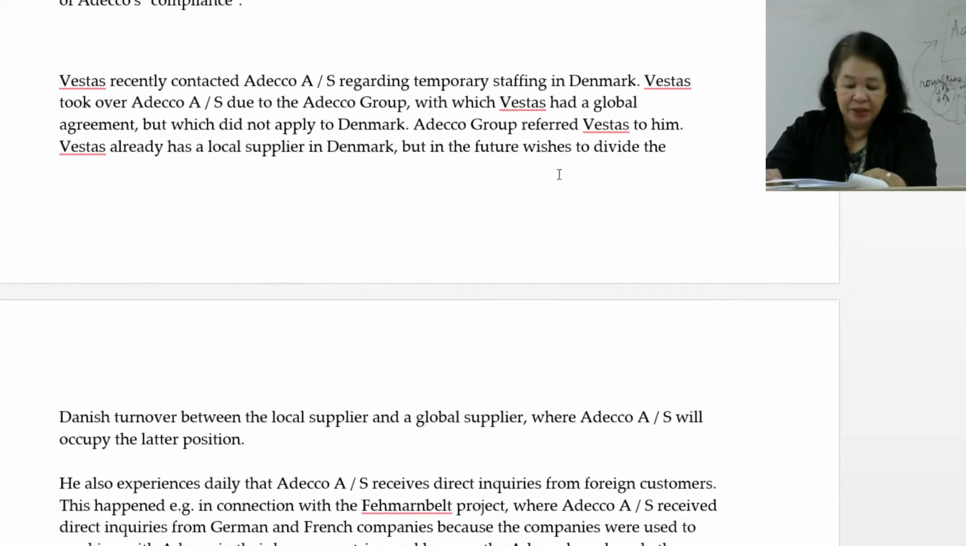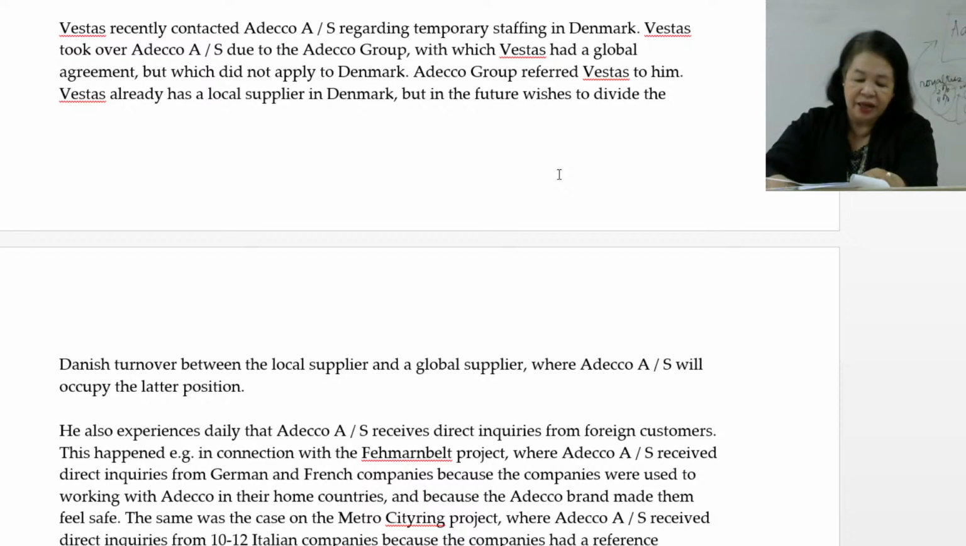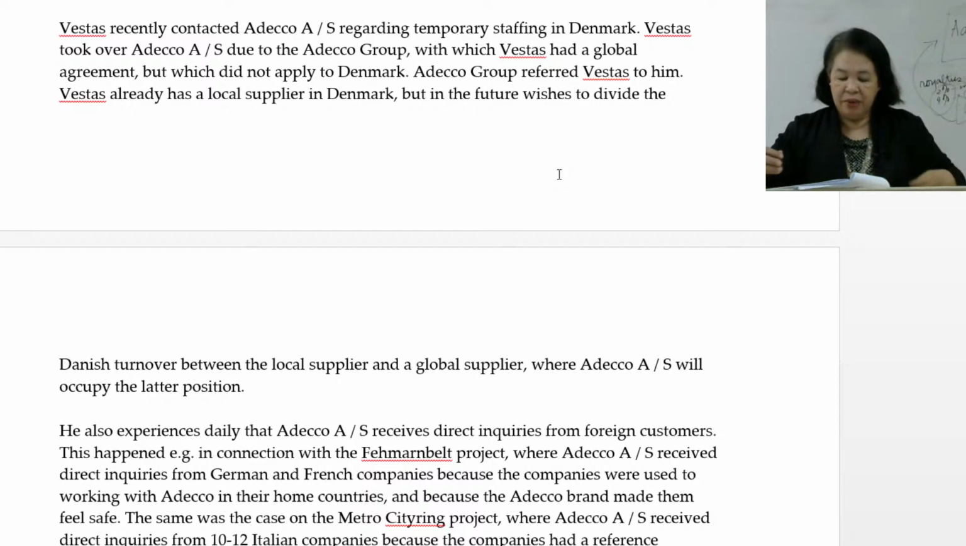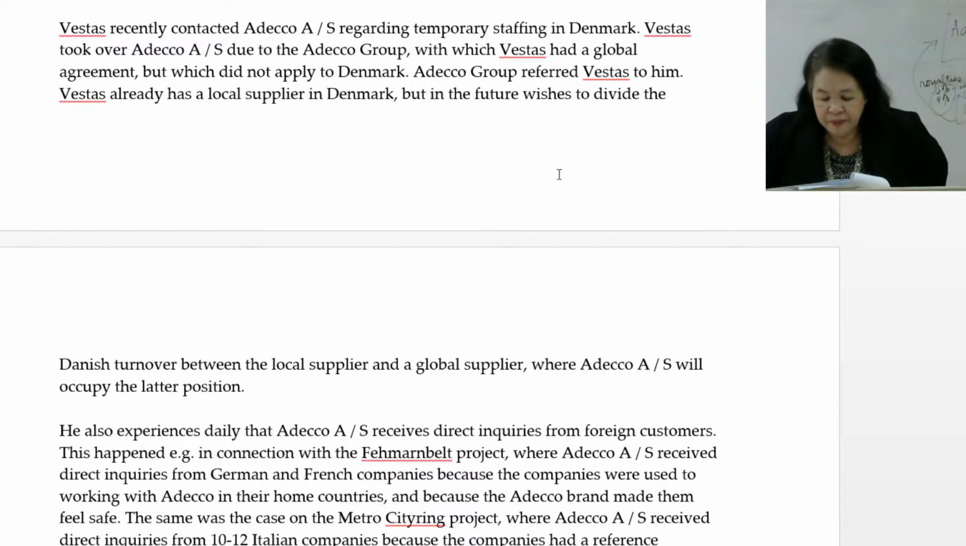Vistas, another company na naman to, recently contacted Adecco AS regarding temporary staffing in Denmark. Vistas took over Adecco AS due to the Adecco Group, no? So ito yung mga nakuha lang sila ng Adecco Denmark because they belong to the Adecco Group, with which Vistas had a global agreement, but which did not apply to Denmark, no? So Adecco Group referred Vistas to him. Oh. So sino na naman yung nag-refer ng Vistas, which is also a big company? Ni-refer lang sa Denmark, no? Adecco Denmark.